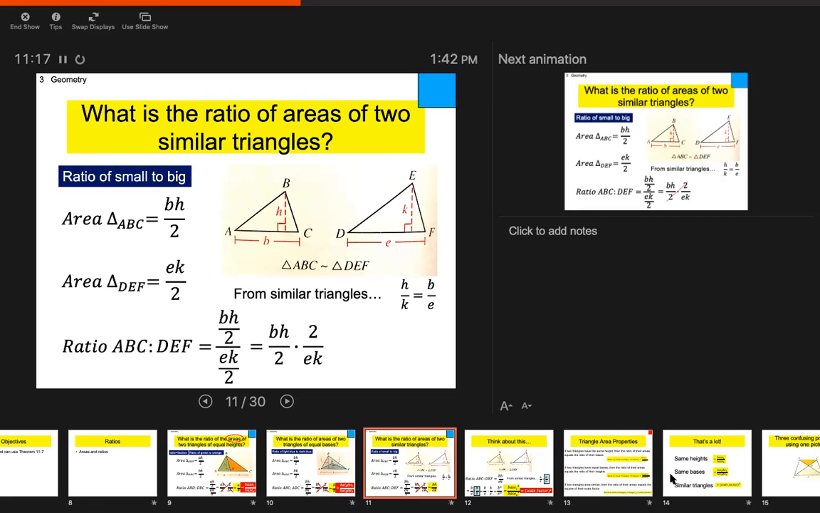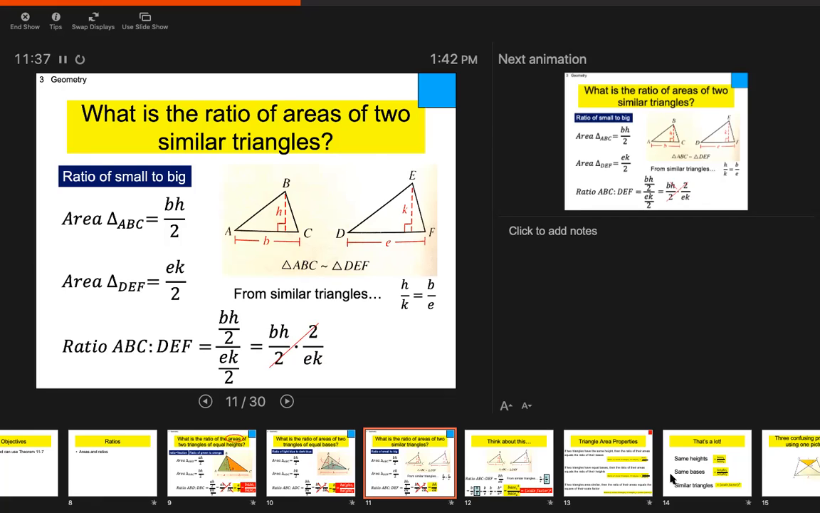And it looks like, once again, I screwed up my cancellation here. I wanted to cancel out H and not K. I want to leave those there. What if you get B over E? Well, you don't. You get BH over EK, which doesn't mean anything, right?